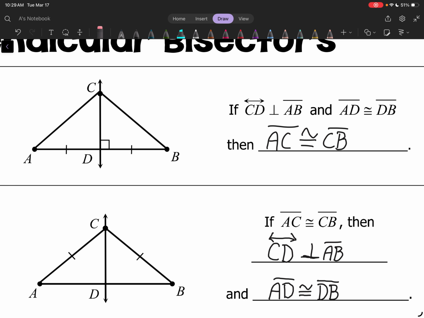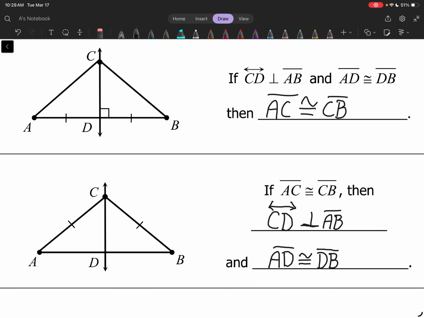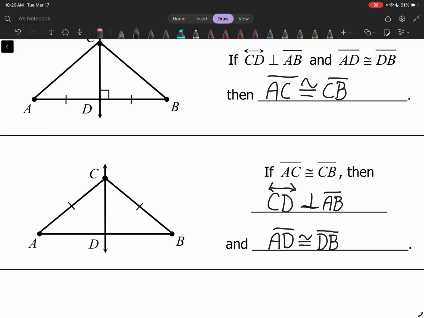The converse of this is also true. So if the hypotenuse AC is congruent to CB, then we know line CD is perpendicular to line segment AB, and, I'm going to put this in blue, we know that line segment AD is congruent to line segment DB.